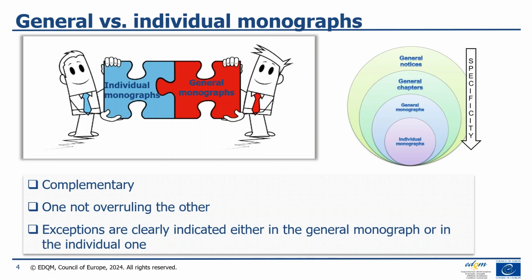Yesterday, you heard a lot about the general concepts, general notices, general chapters, or general monographs. It is important to remember that general and individual monographs are complementary. There is no overruling, and if there are any exceptions, they are clearly indicated in the general or the individual monograph.